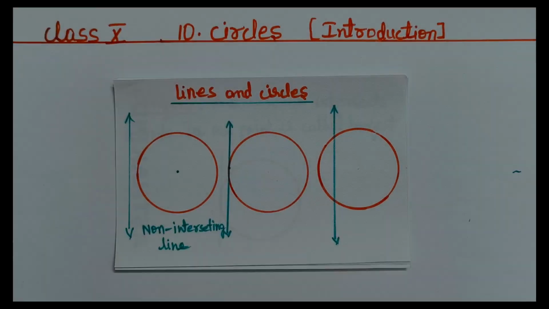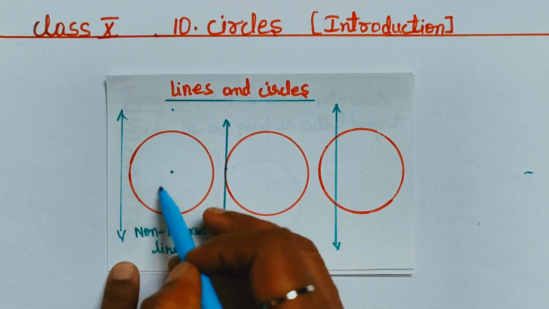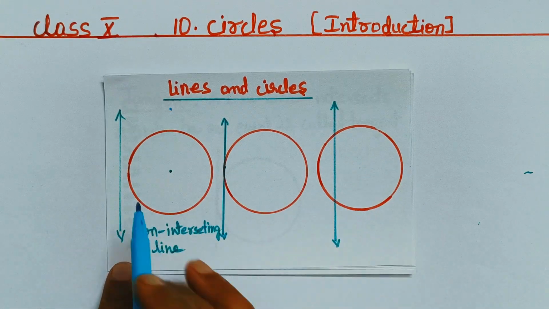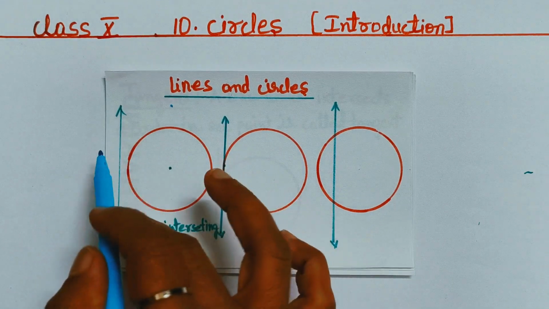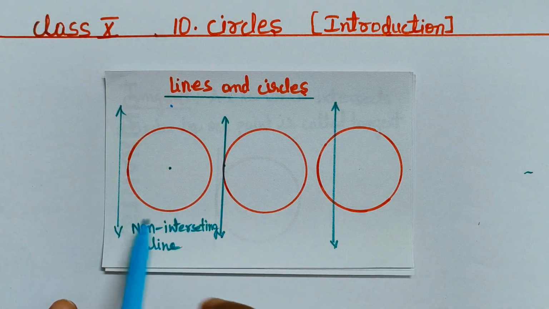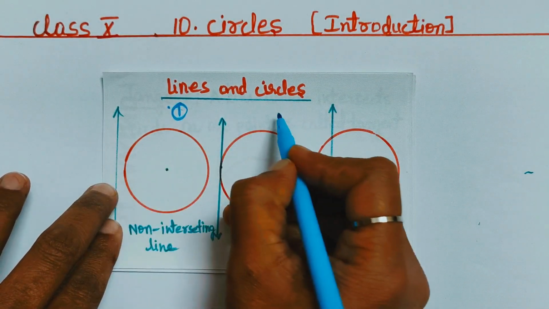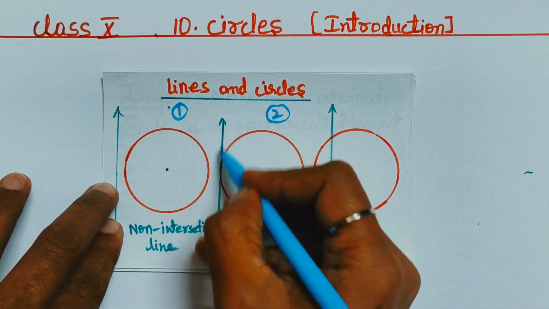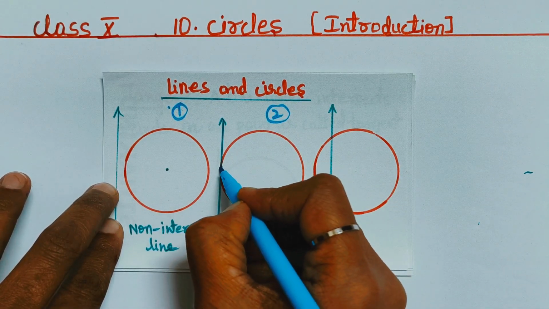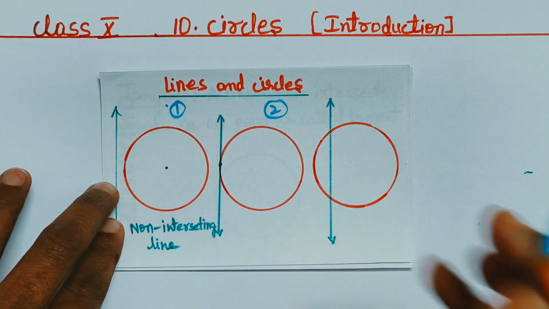Now, the next topic is lines and circles. See here, this is a circle, this is a line. Here, a non-intersecting line. This line is not meeting any point on the circle. So, this is a non-intersecting line. Next, the second circle. Carefully observe here. This line is touching the circle at one point.